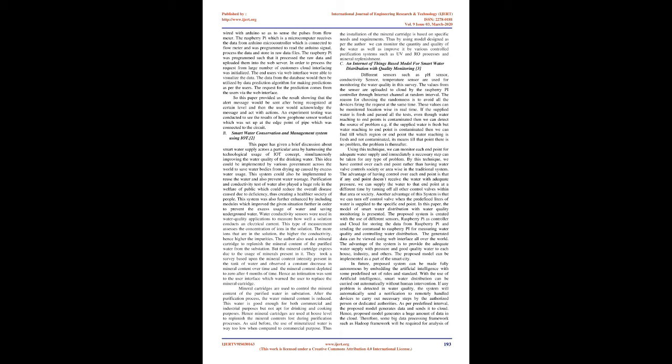In future, the proposed system can be made fully autonomous by embedding artificial intelligence with some predefined set of rules and standards. With the use of artificial intelligence, smart water distribution can be carried out automatically without human intervention. If any problem is detected in water quality, the system will automatically send a notification to remotely handled devices to carry out necessary steps by the authorized person or dedicated authorities.